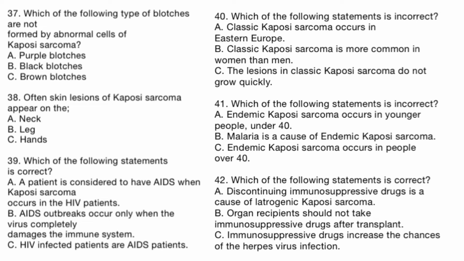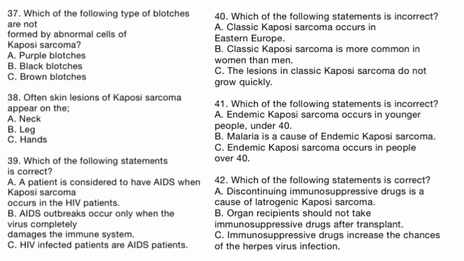The different types of Kaposi sarcoma are defined by the different populations it develops in. However, the changes within the Kaposi sarcoma cells are very similar. Epidemic Kaposi sarcoma, or AIDS-related Kaposi sarcoma. The most common type of Kaposi sarcoma in the U.S. is epidemic or AIDS-related Kaposi sarcoma.